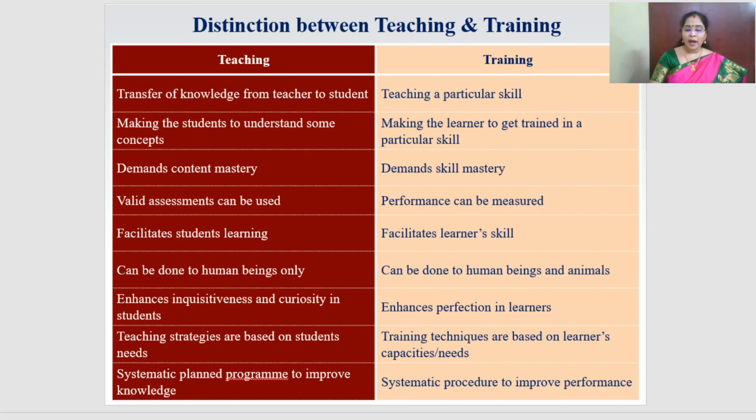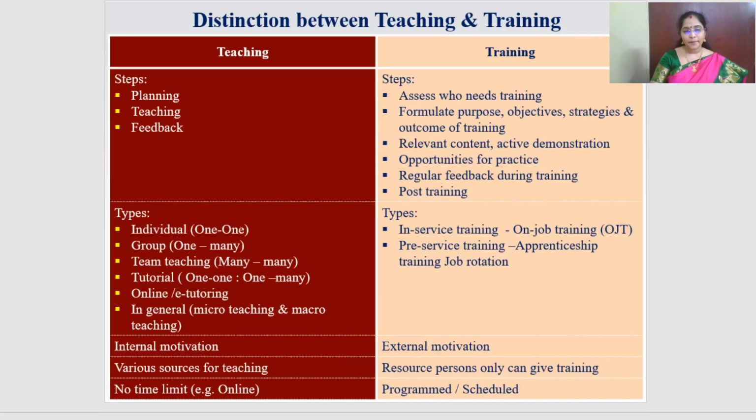Teaching is a systematic planned program to improve knowledge. Of course, training is also very systematic, but it is a procedure. It is not only the program, it is a procedure to improve the performance of a person. There are three main steps in teaching: planning, teaching and feedback. But with regard to the training, first of all, we need to assess who are the people who are in need of training. Then after that, we have to formulate the purpose of training, the aims or objectives of training, what are the techniques you are going to use for training, and what are the learning outcomes you are expecting from the learner after the training.